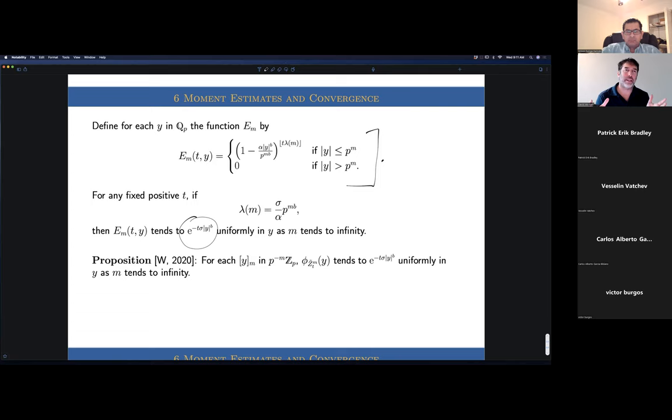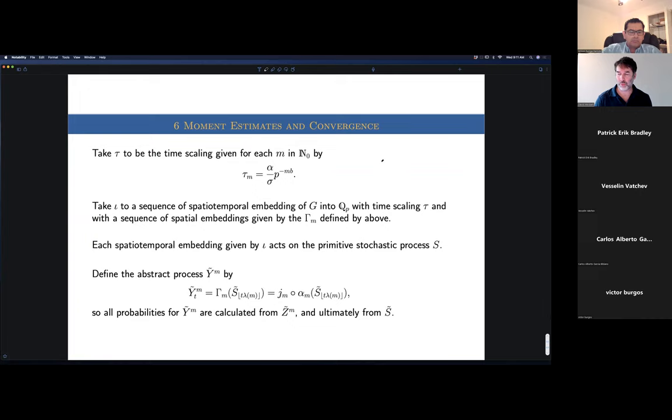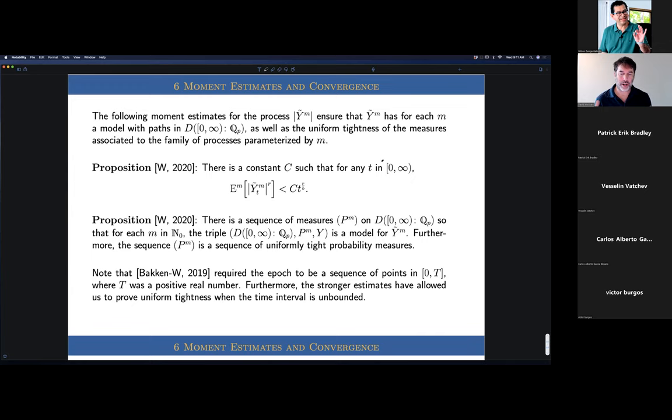So I should mention what the new actual convergence results are. Because if it was just about a new finite approximation, well, we already did that in the CMP paper, right? I'm very curious to know what you think about this, because I claim that there's an advantage to doing things in this way. So first of all, this is the primary calculation one needs to make in order to show uniform tightness of the measures and then the convergence of the distribution. So this is really the key estimate.